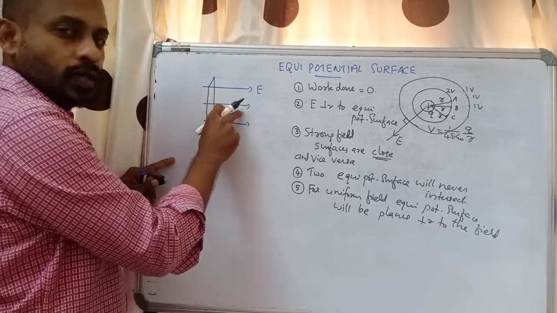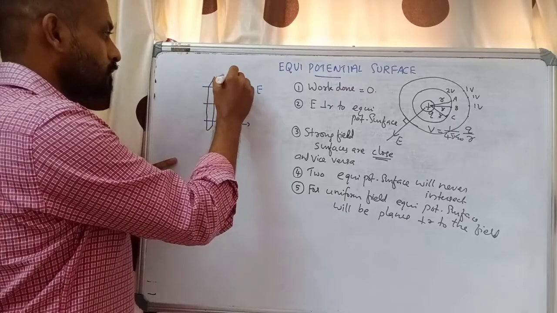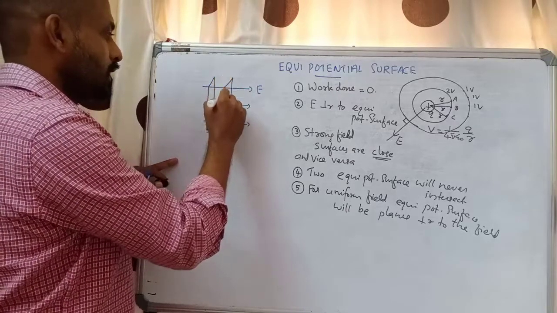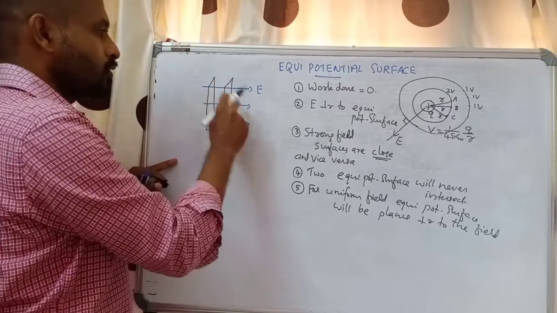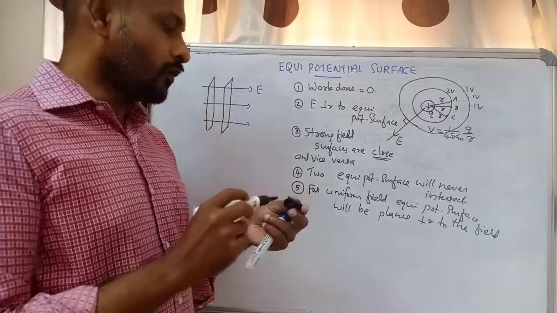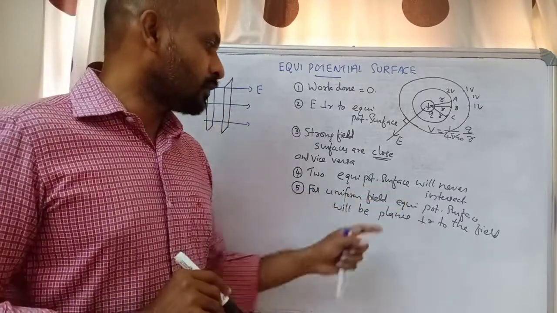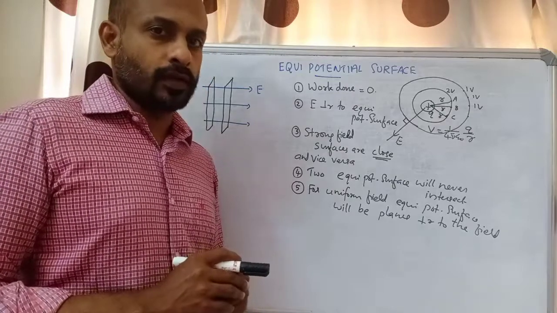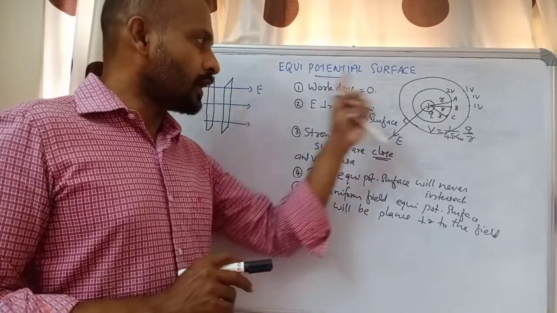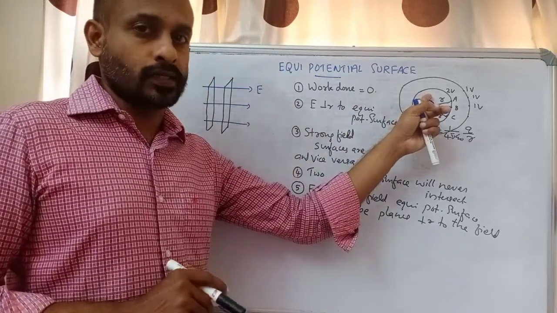The surface is perpendicular to the electric field. Next, I will draw here. So we can say these are planes perpendicular to the electric field. For a uniform field, the equipotential surface will be planes perpendicular to the field. This is for a uniform field, and this is for a single isolated point charge.